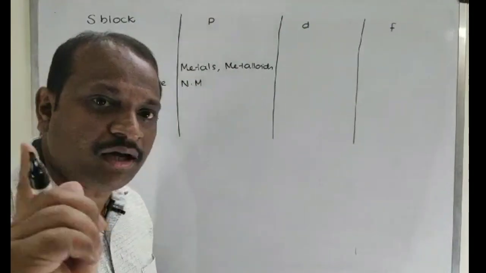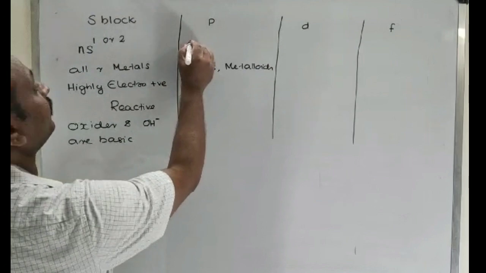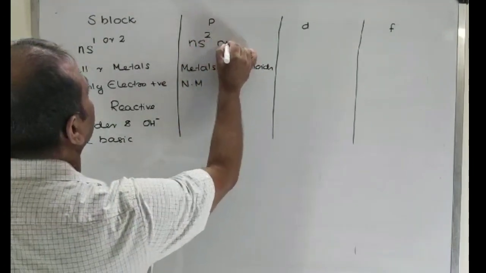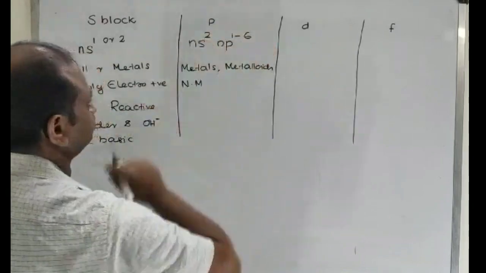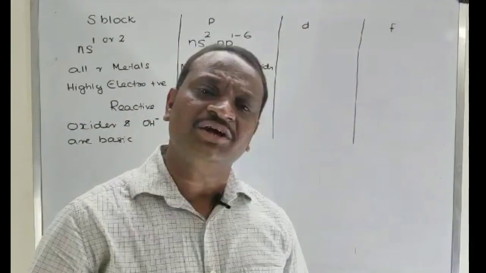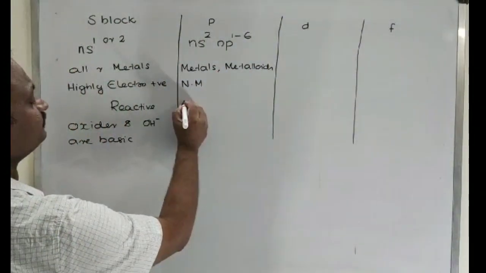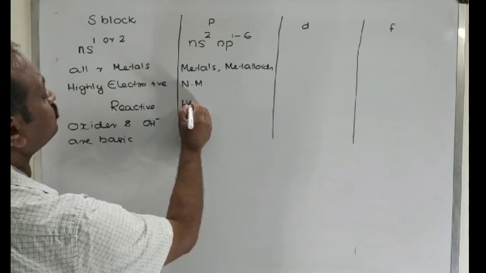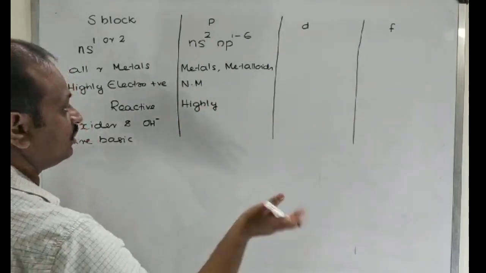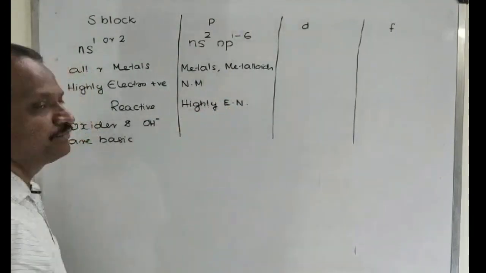What is the general electronic configuration? Here we wrote ns1 or 2. What do we need to write here? ns2 np1 to 6. And what about their properties? Most of them are electronegative. So let's write the next point: they are highly electronegative. If we think about oxygen, nitrogen, fluorine, they are highly electronegative elements.